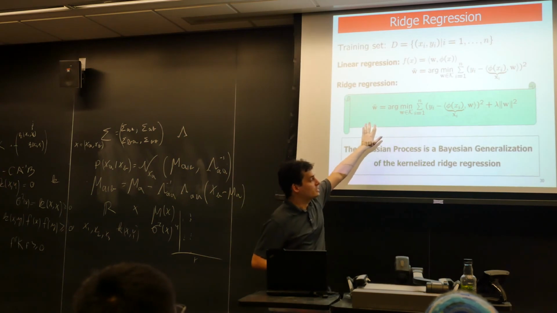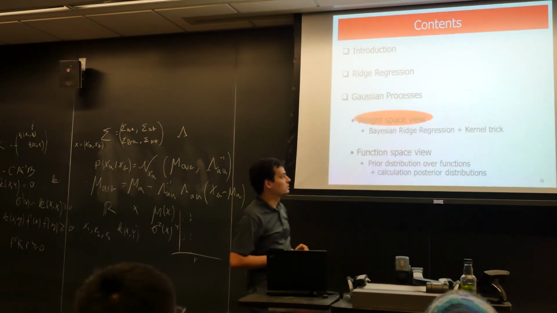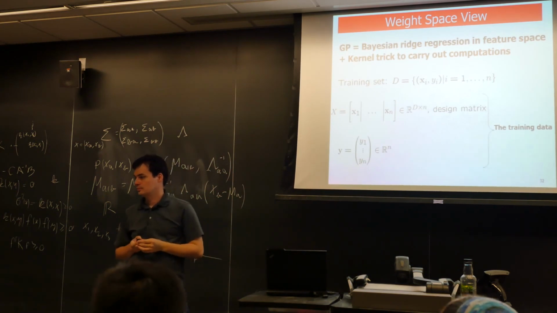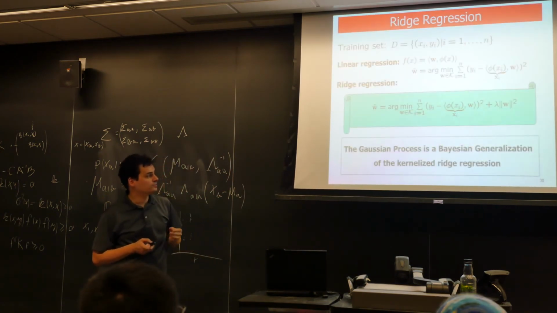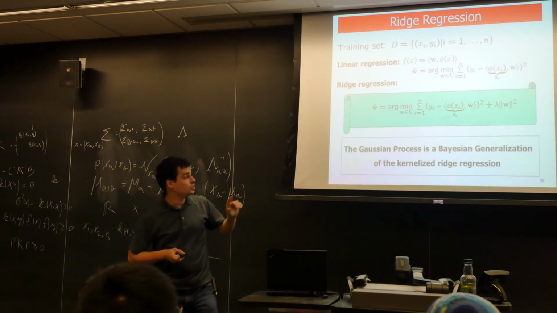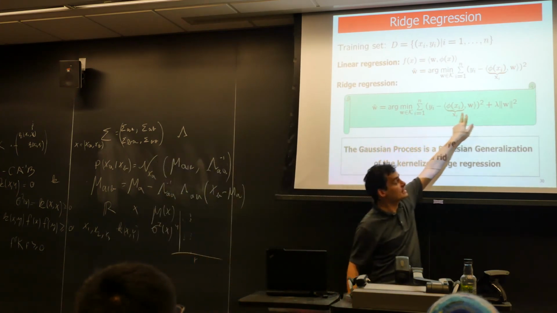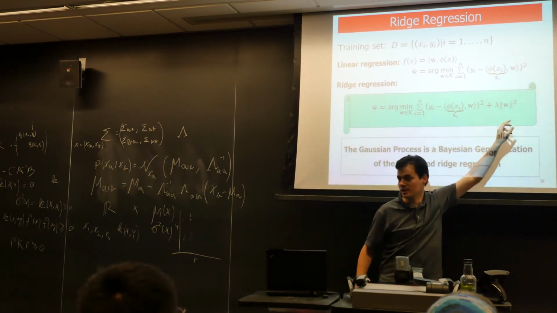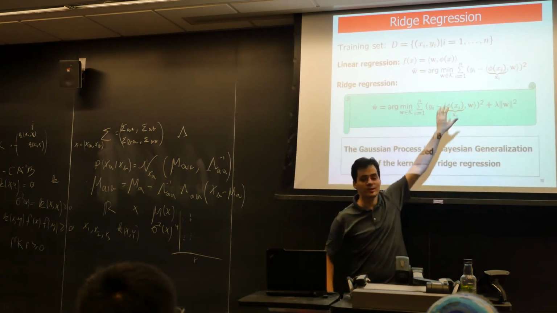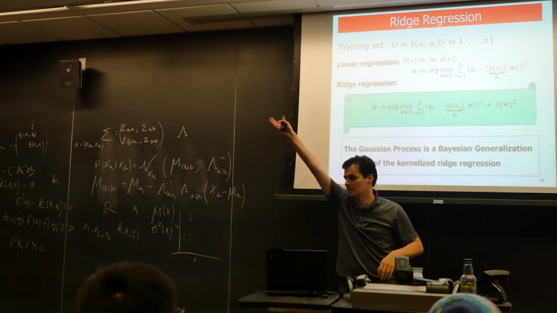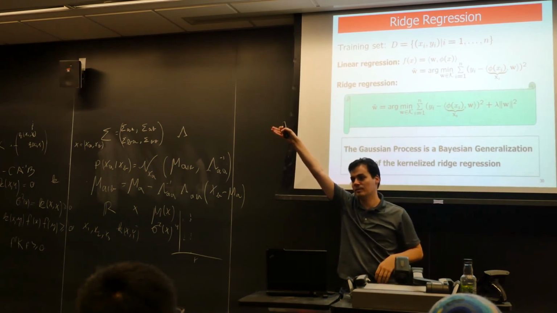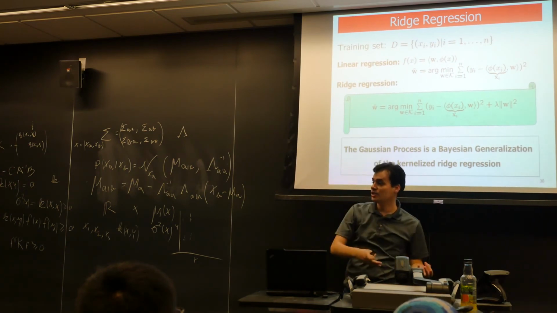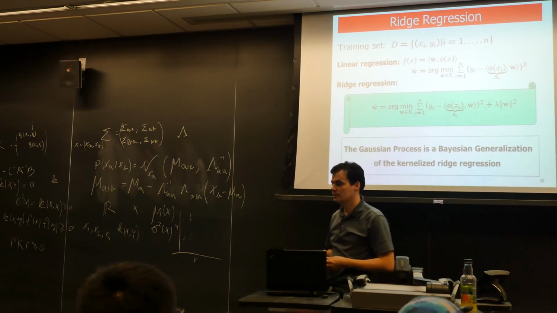All right, so we will study the properties of this ridge regression. Ridge regression is just linear regression with a penalty term. With Gaussian process, you do exactly the same thing, but in an abstract feature space. Because you do linear regression in a feature space, in your original space it will be a nonlinear regression.